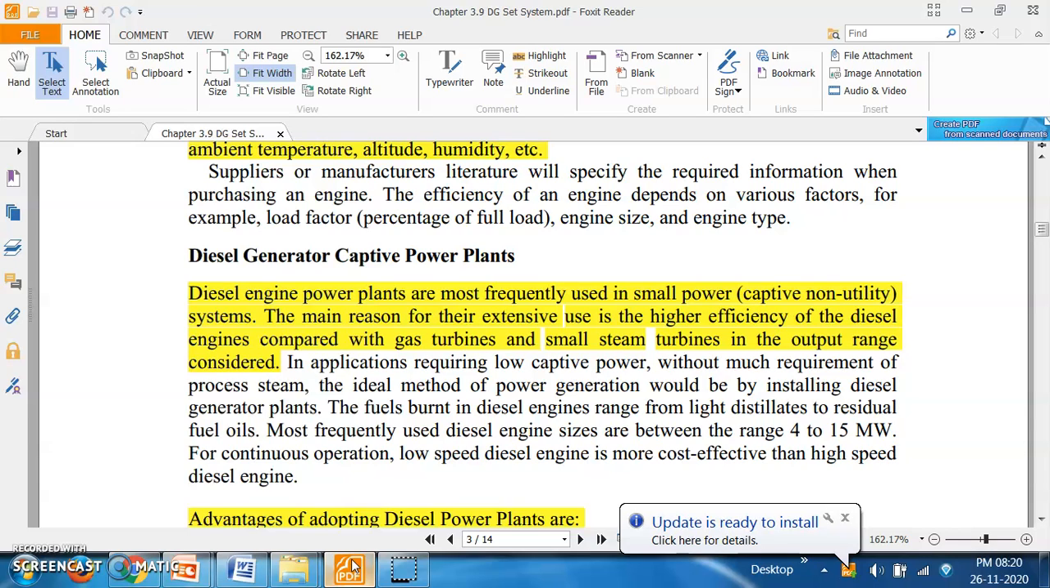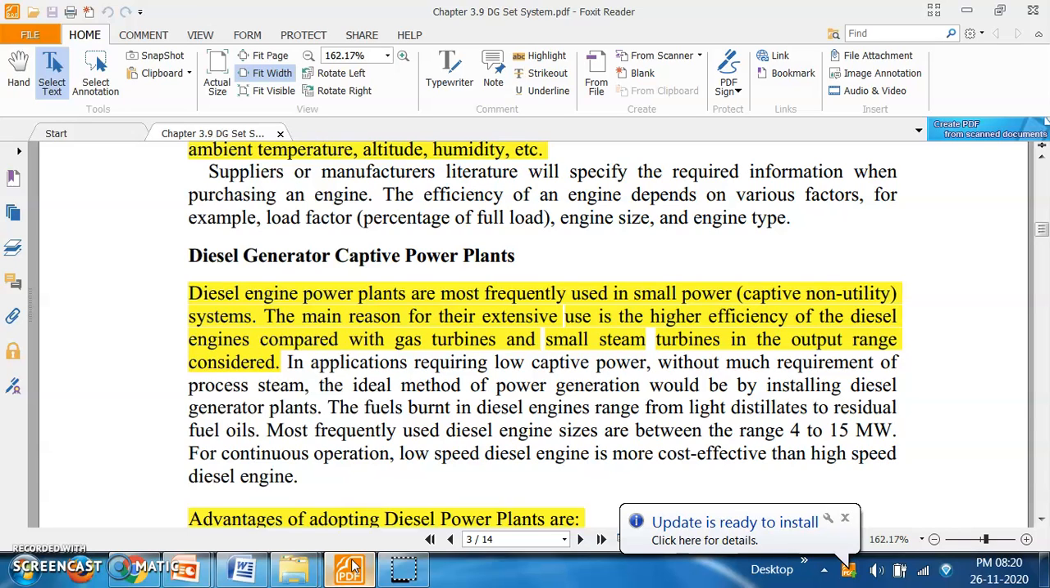The main purpose of the diesel generator: most frequently you can see that it is used as a small power plant, which is called a captive power plant, and still more frequently it is used to meet peak powers, that means short-duration power requirements. For example, in our college, if there is a power cut, we will run the diesel generator. And sometimes, to meet the extra load, we purchase some fixed amount of load from the TNEB.